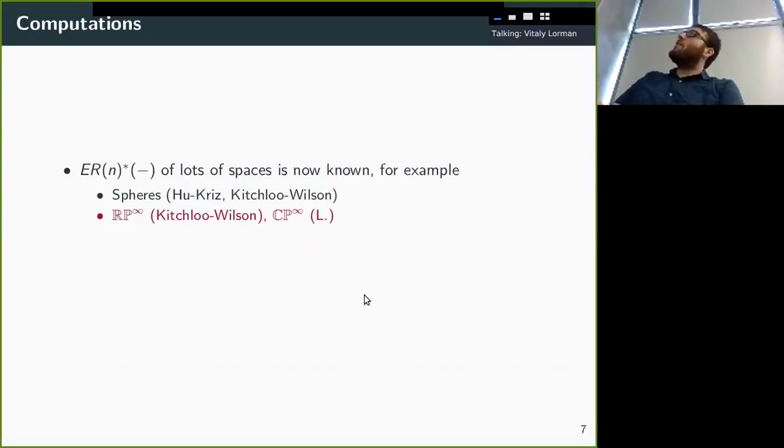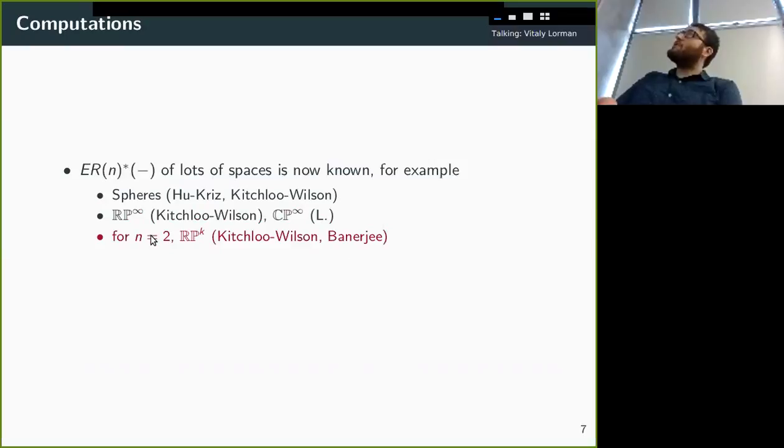And we know ERn cohomology of projective spaces. For RP infinity, this was computed by Nitu Kichloo and Steve Wilson. And for CP infinity, this was computed in my thesis. It's not as obvious as you might think for CP infinity because ERn is not complex oriented, so you don't get the ERn cohomology of CP infinity for free in any way. You actually have to calculate it.